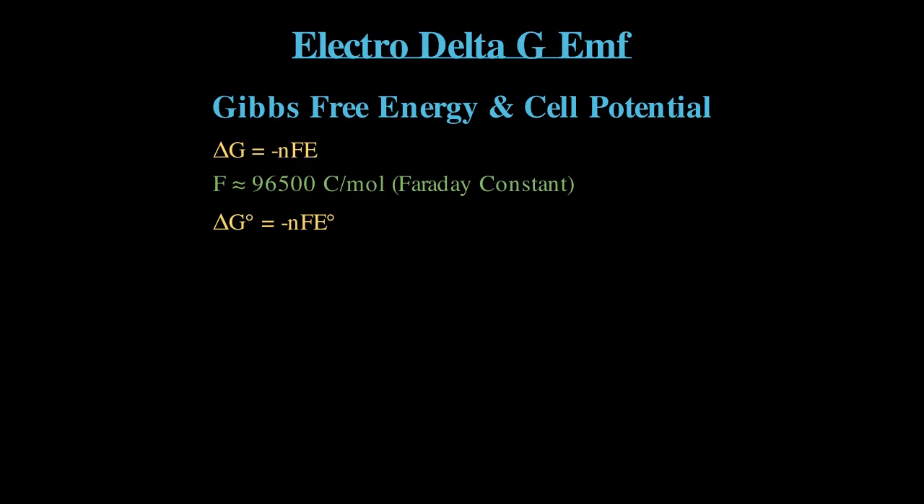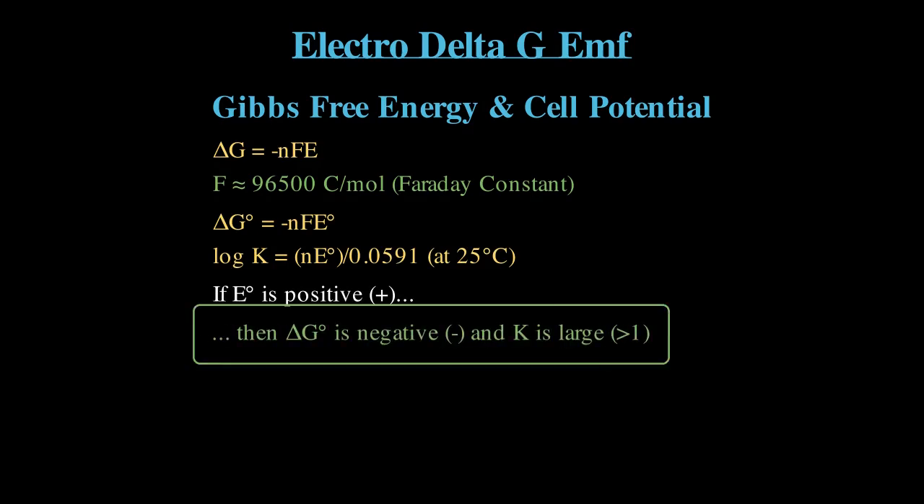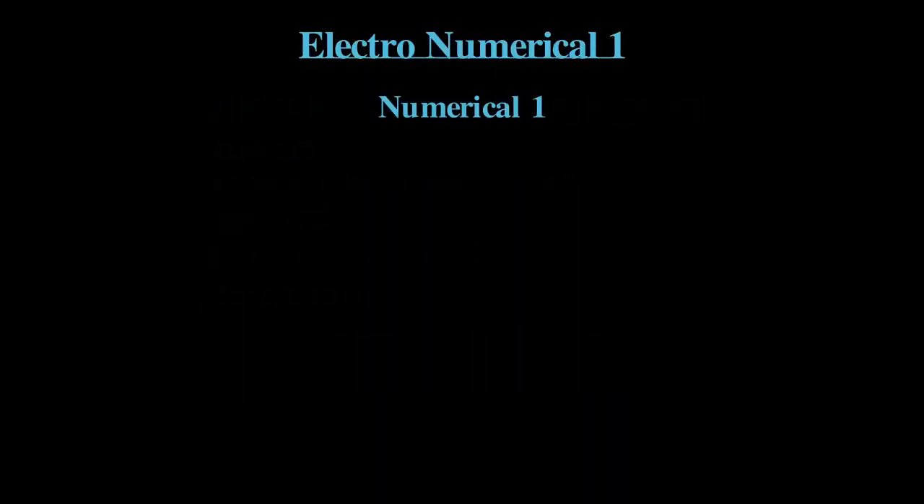This also connects to the equilibrium constant, K. By combining it with the equation for delta G0 and K, we find that log K equals N times E0 divided by 0.0591 at 25 degrees. So, what does this mean? A positive E0 gives a negative delta G0 and a large K value, which means the reaction is spontaneous and strongly favors the products.